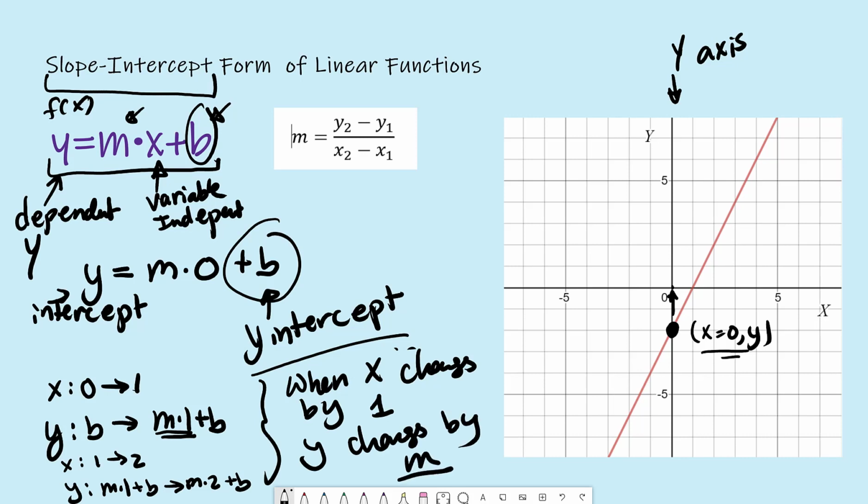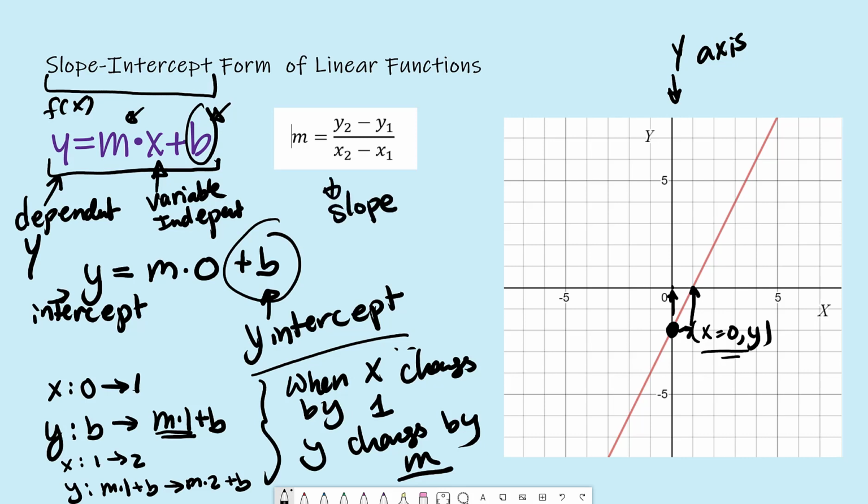So m really is the rate at which the y value of the function changes every time we change x by 1. That's why it is called the rate of change, and it's also basically the slope. If we move x by 1, we'll move y up by m. Okay, so that defines our slope. So again, m is the slope.